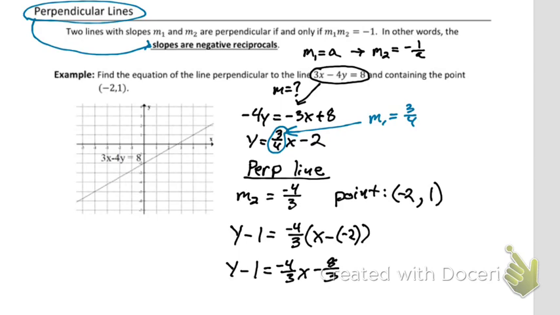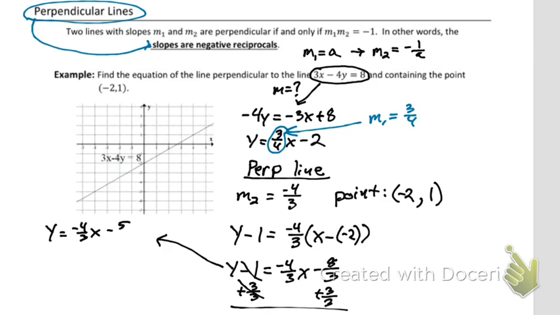Now I'm going to add 1 to both sides. Well, rather than thinking about adding 1, I'm actually going to add 3 over 3. 3 over 3 is 1, but it just makes it a little easier to add here. Let's go ahead and bring that up here. So that's going to leave me with y equals a negative 4 over 3x minus 5 over 3.